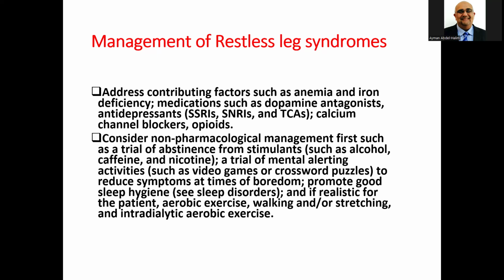First, a trial of abstinence from stimulants such as caffeine, nicotine, and alcohol. A trial of mentally alerting activities, such as video games, to reduce the symptoms at times of boredom. Promote good sleep hygiene, and if realistic for the patient, aerobic exercise, walking and/or stretching, and intradialytic aerobic exercise.